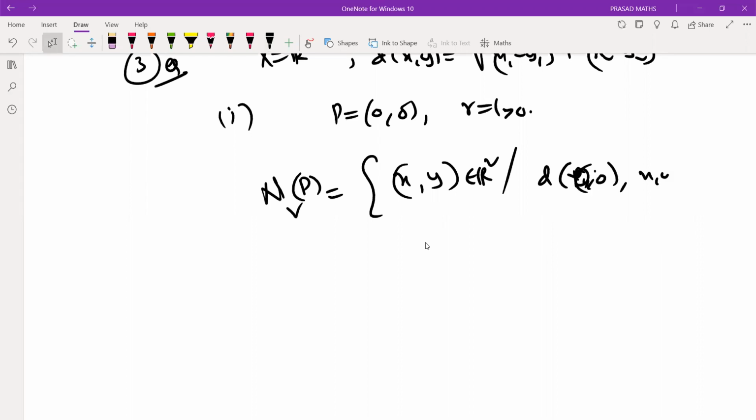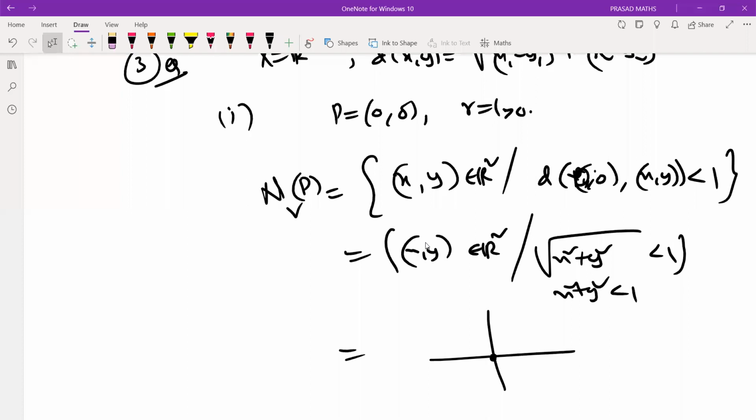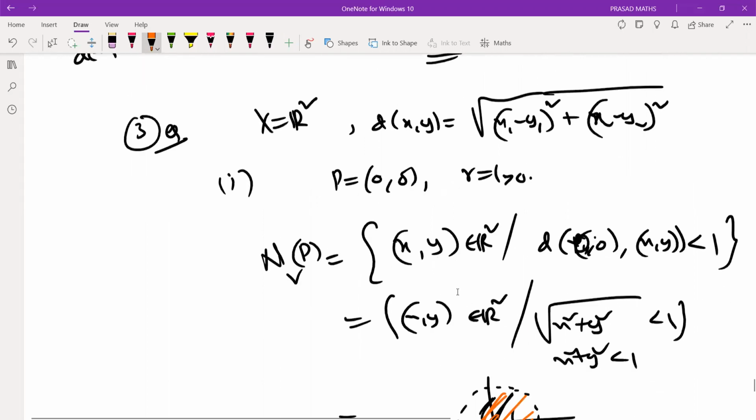is less than R. But what is the distance? The Euclidean distance: the square root of (x minus 0) whole squared plus (y minus 0) whole squared is less than 1. That is exactly x squared plus y squared less than 1. Therefore the neighborhood of (0,0) is the interior of the circle centered at 0 with radius 1. x squared plus y squared less than 1 means the interior of the circle. This is the neighborhood of (0,0) with radius 1. That means it is also a bounded set.